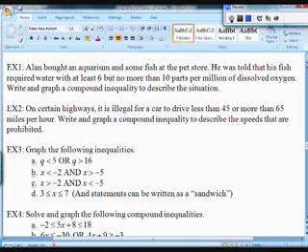Example 1 says, Alan bought an aquarium and some fish at a pet store. He was told that his fish required water with at least 6, but no more than 10 parts per million of dissolved oxygen. That's how much oxygen should be in this water. At least 6, but no more than 10.